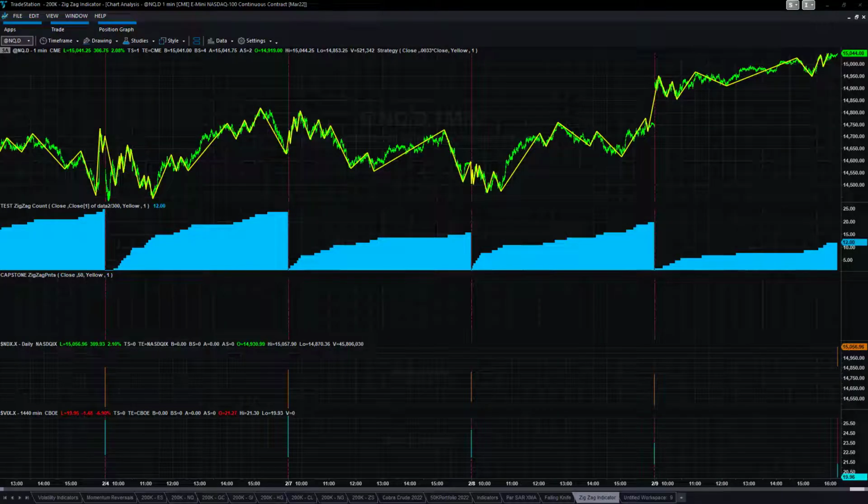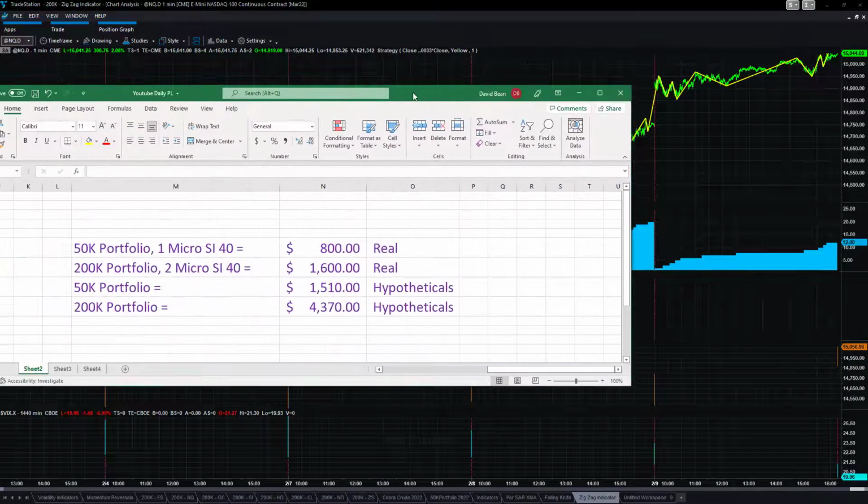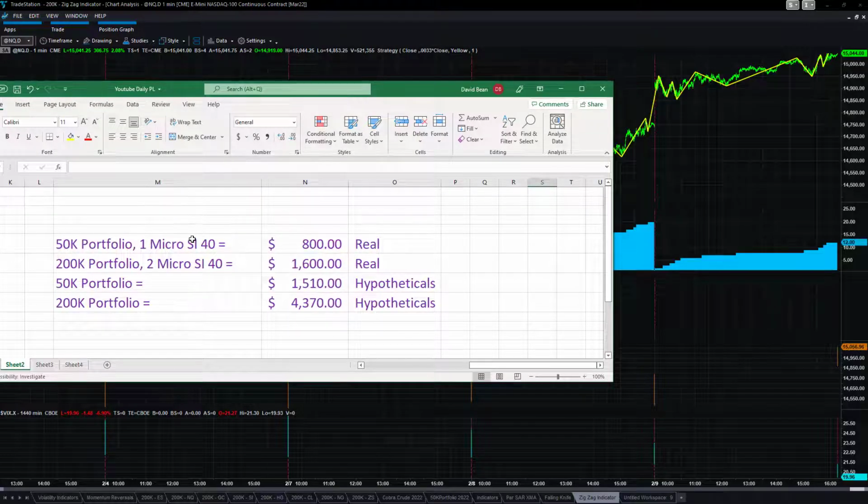Go over our daily results today, and the portfolio's about $800 per micro. A couple of positions still open. Stock index 40, 1 micro plus 800, 2 micros plus 1600. The old 50K portfolio had 2 positive trades plus 1510. 200K portfolio had its best day in a long time. It's been just going straight down, and we got a good pop today in this smooth uptrend.